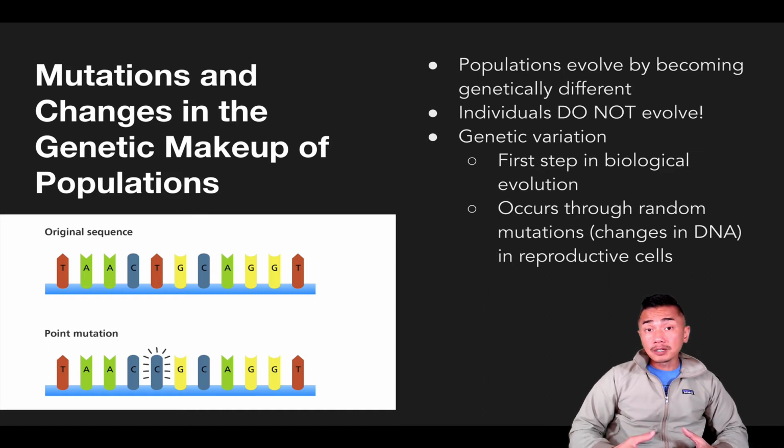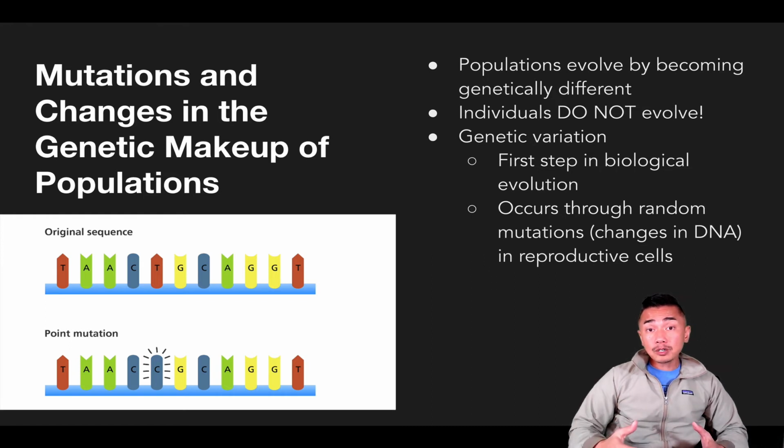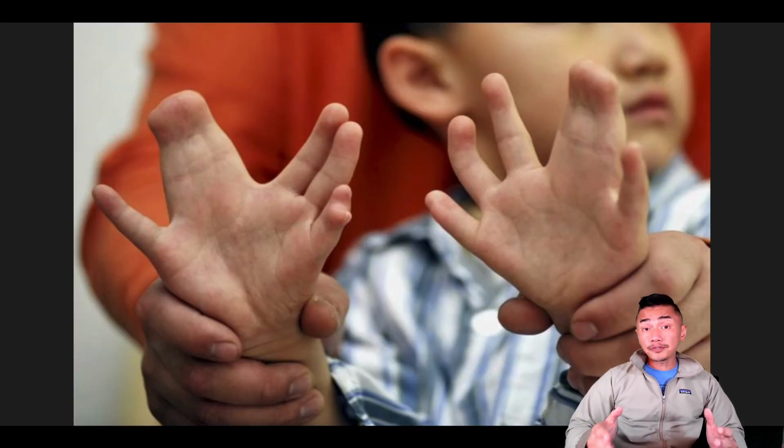Genetic variation is the first step in biological evolution. You have to have variety: short giraffes, tall giraffes, medium giraffes, and this occurs through mutations in DNA. This photo shows a boy who was born with a mutation in a gene called sonic hedgehog that created the finger pattern you see here.